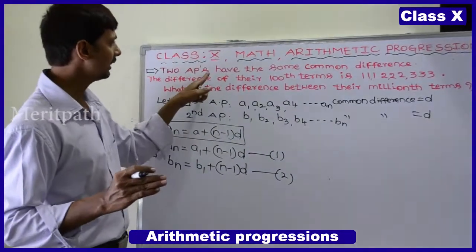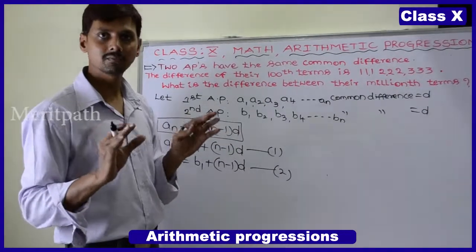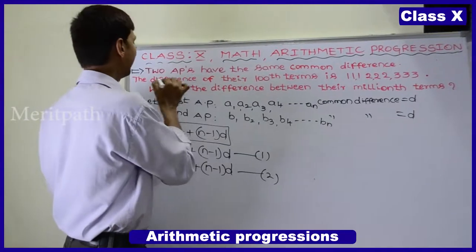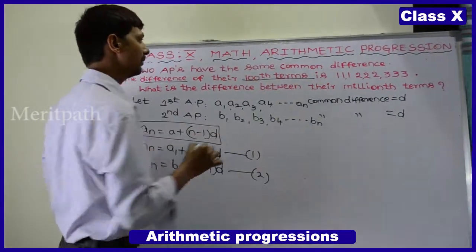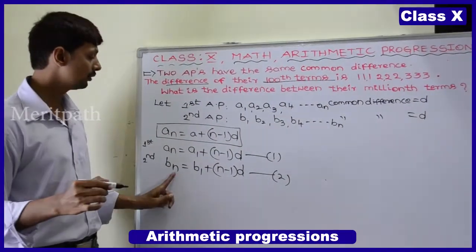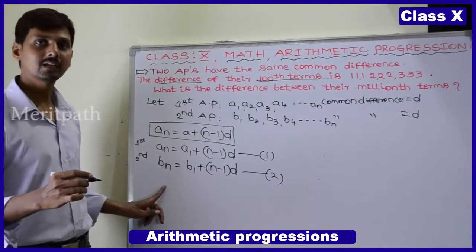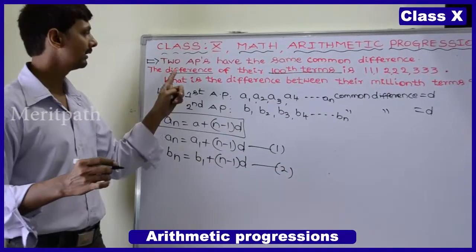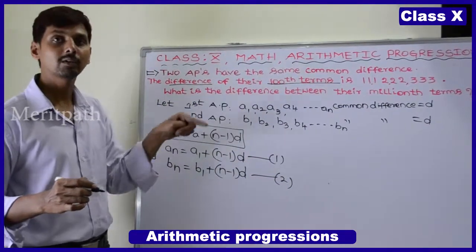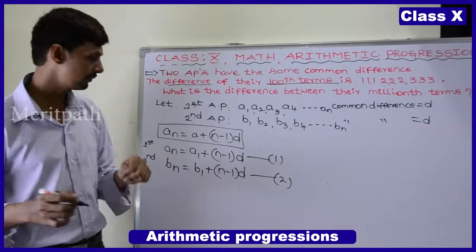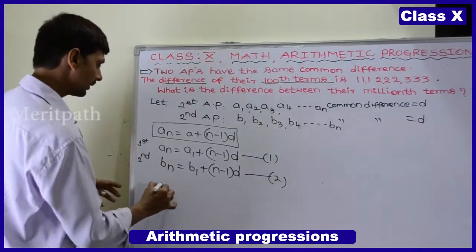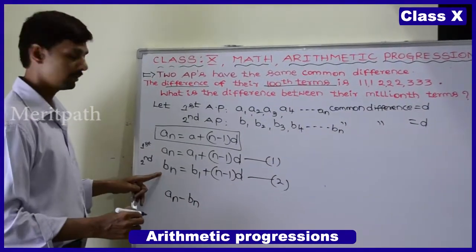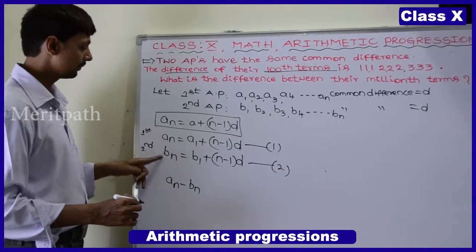We need to find the difference of the nth terms, because here we need the difference between the 100th terms, but we are going to find the difference between the nth terms, and then find the difference between their 100th terms. Let us find the difference between their nth terms. The nth term difference is nothing but An minus Bn. So let us find the difference between these two nth terms.